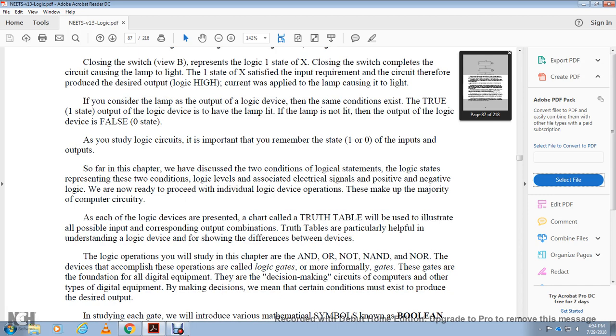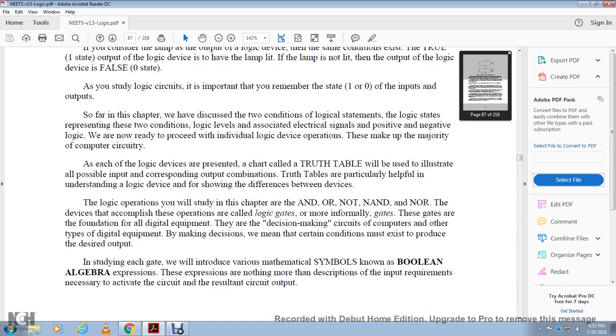We'll start with the AND, OR, NOT, NAND, NOR, and the negative... not an AND and not an OR. The devices accomplish an operation with the logic gate. The gates are the foundation of digital equipment, making decisions within the circuits of computers and other types of digital equipment. By making a decision, we mean that a certain condition must exist to produce the desired output. In studying each gate, you will be introduced to the various mathematical symbols known as Boolean algebra expressions. The expressions are nothing more than a description of the input requirements necessary to activate the circuit with the resultant circuit output.